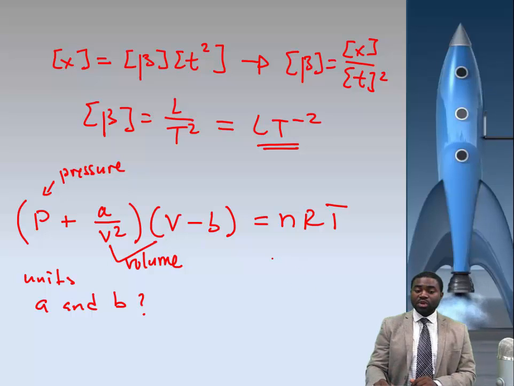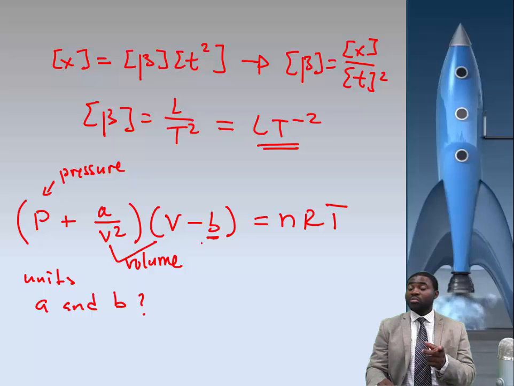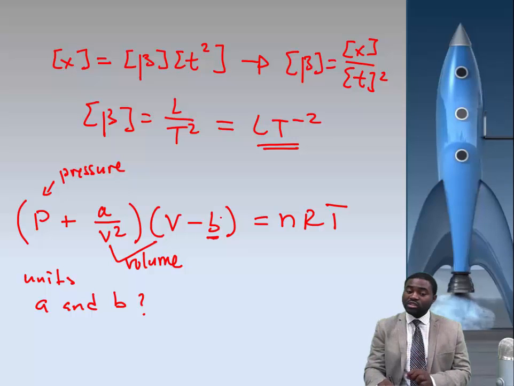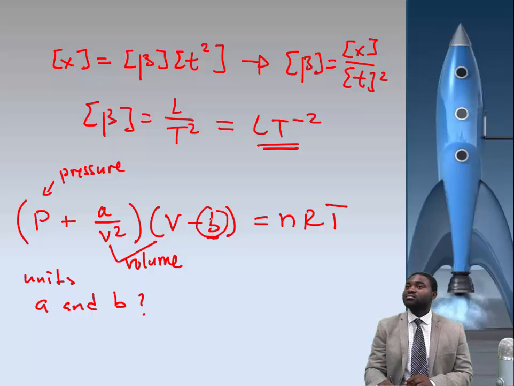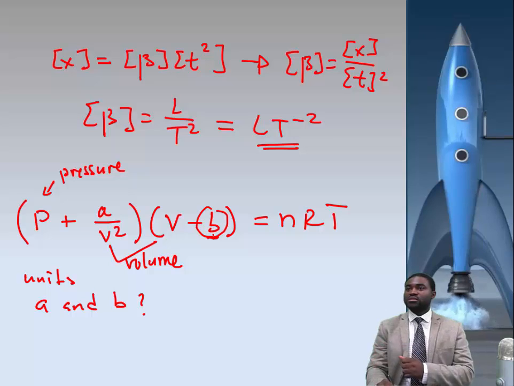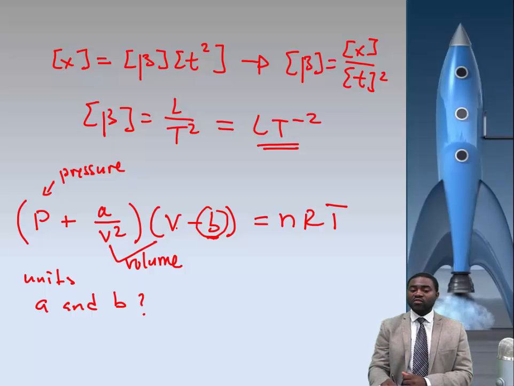For example, you don't know what B is, but B is subtracted from a volume. Therefore, B must represent what? A volume. Hence, when you look at this equation, your problem will no more be what is B. Your problem will be what is this volume? And now when you ask the right question, you can get the right answer. Now, V here stands for the volume of the container, and therefore B here will stand for the volume of that particular what? Molecule.